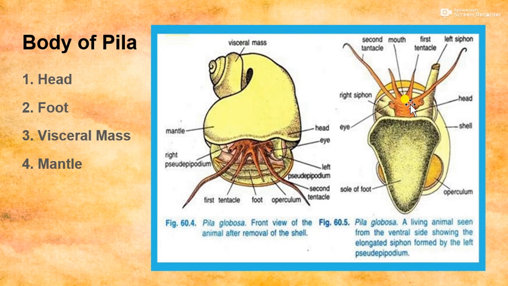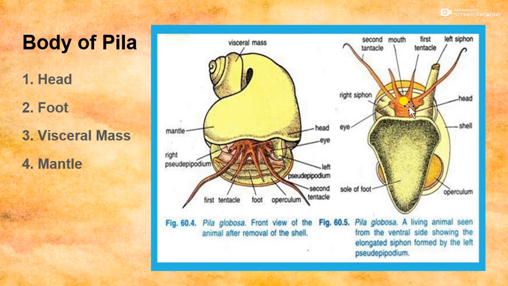So there are two pairs of tentacles. The first pair of tentacles, or labial palps, are small and lie in front. Look at this, this first pair lies in front. Behind them there is a second pair. These tentacles are long. The tentacles are hollow and capable of much extension and contraction.